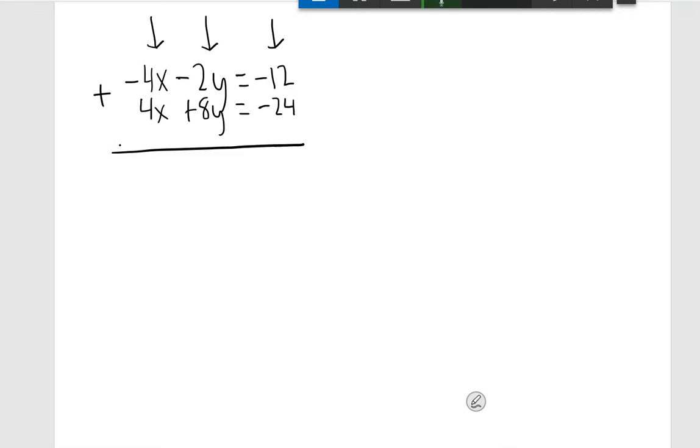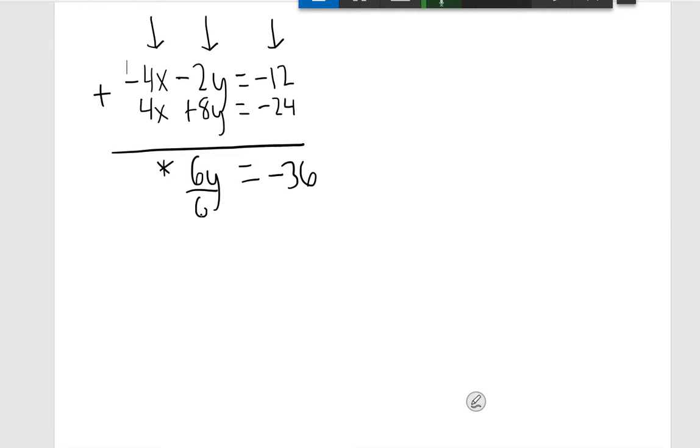When we add these two equations together, negative 4x plus 4x leaves us with 0. Those two cancel out. When we take negative 2y and add 8y, we get 6y, and then equals negative 12 plus negative 24, which is negative 36. Now we have an equation that has just one variable that we can solve. So 6 times y equals negative 36.